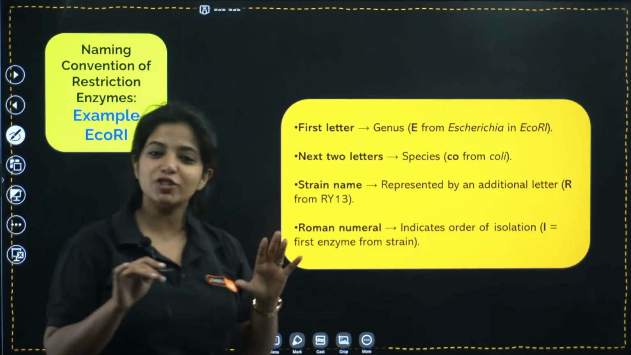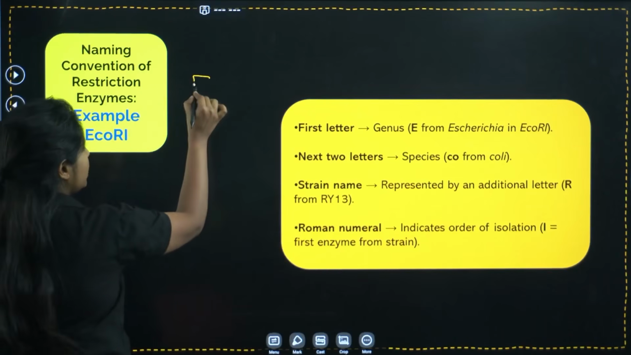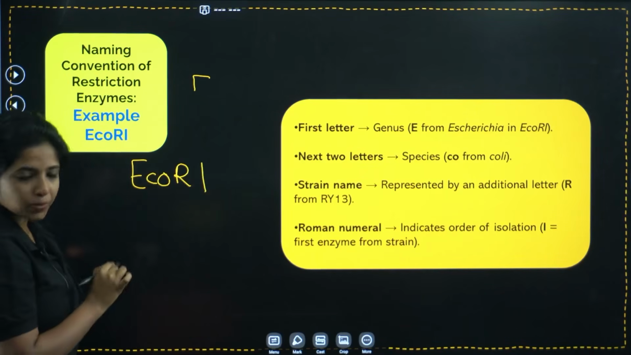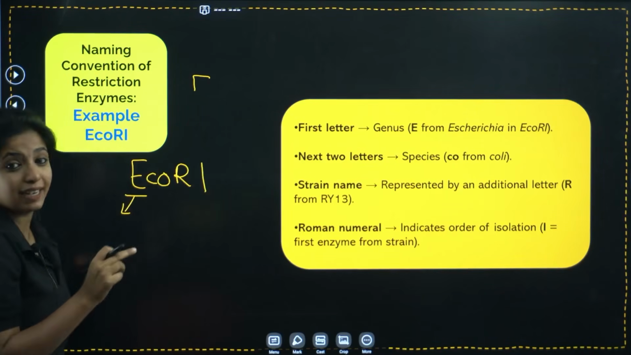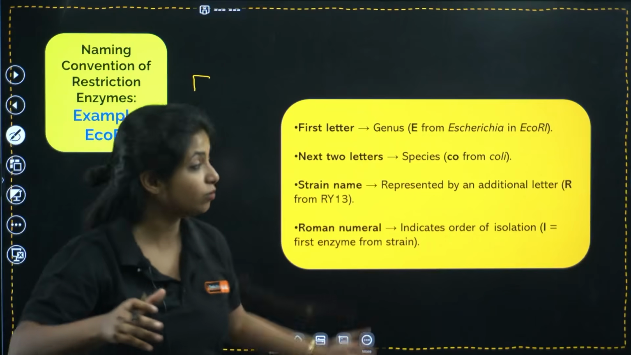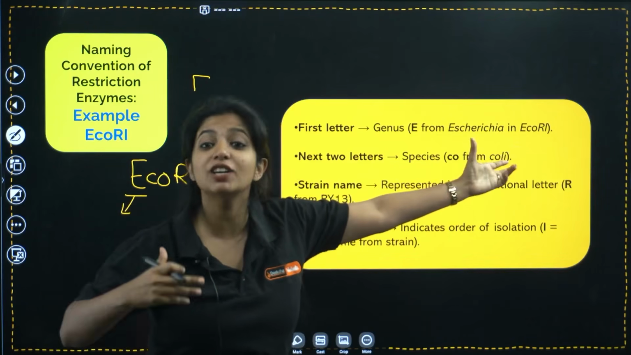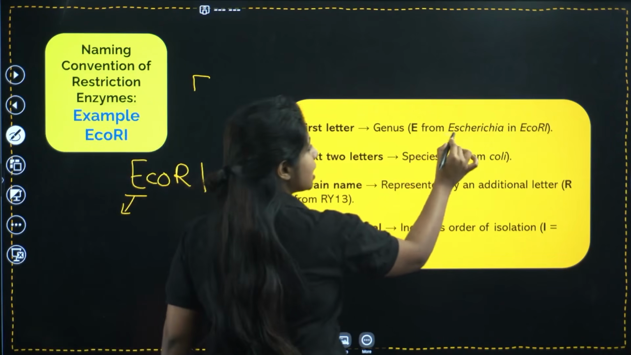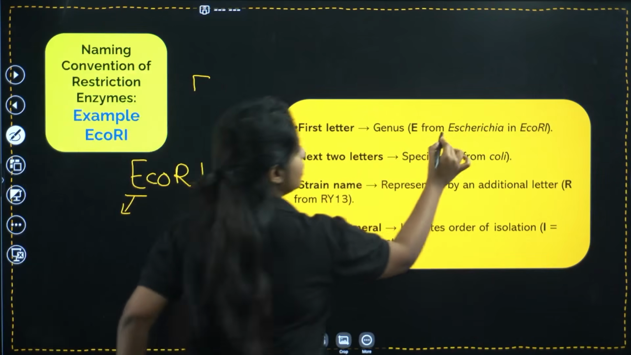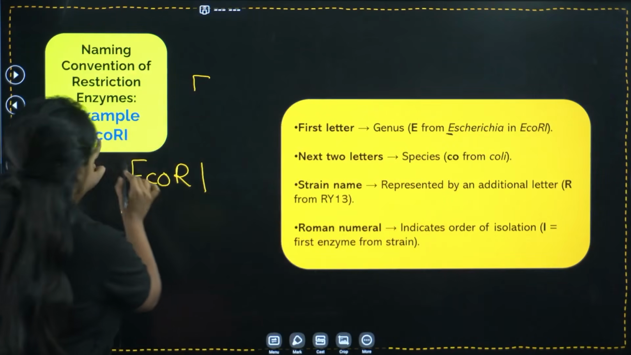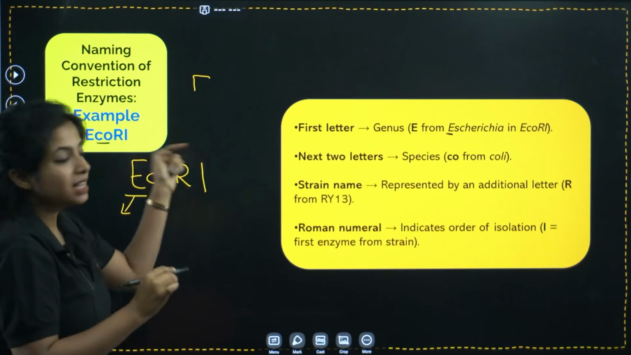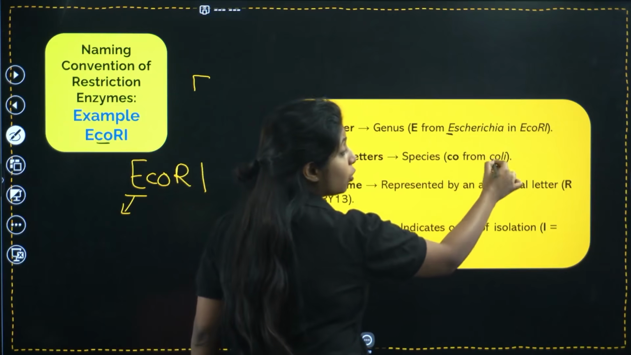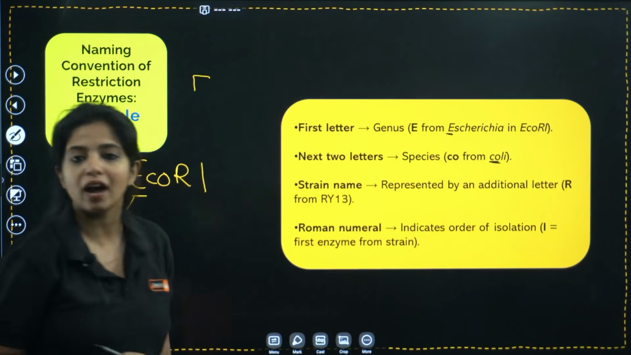The most famous restriction enzyme is EcoR1. I'll write it over here. EcoR1. Here E stands for the first letter of the genus name, Escherichia. Escherichia coli is E. coli, and from that you get EcoR1. So the first letter is taken from Escherichia, that is E. Now the second and third letters, CO, come from the species name. If it was coli, then the first 2 letters of coli are taken over here.